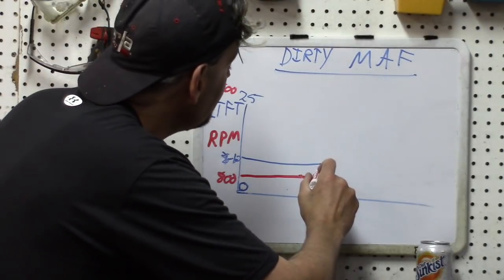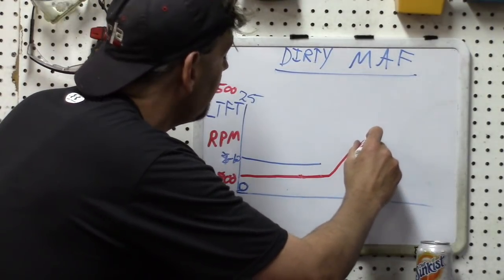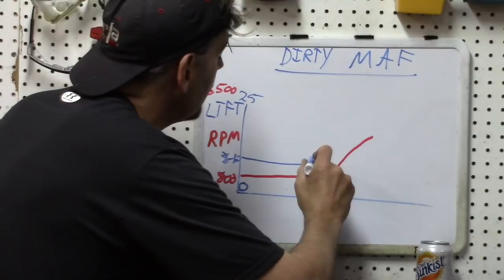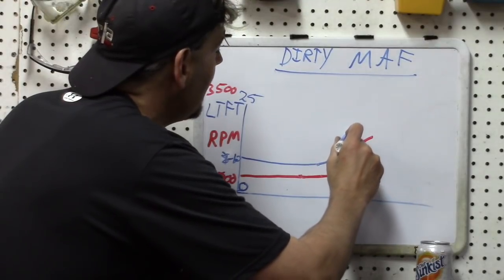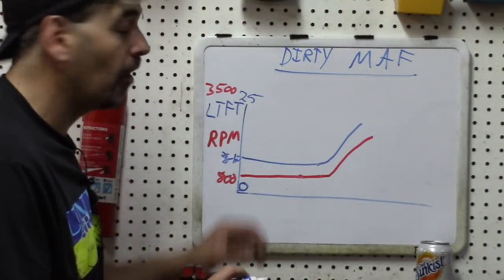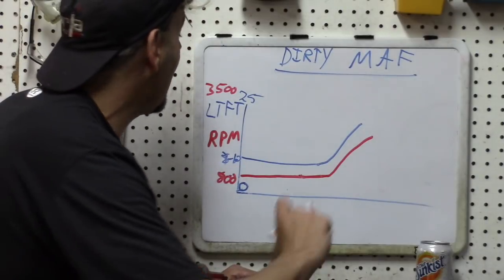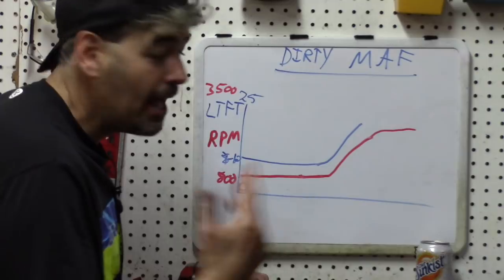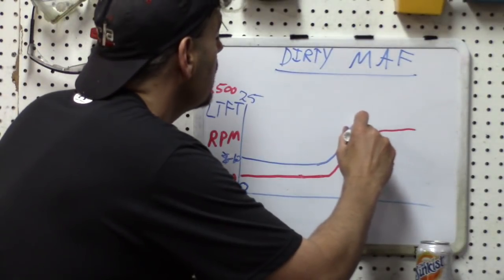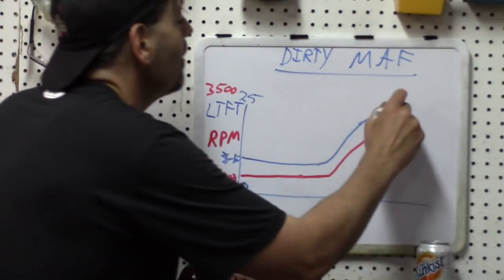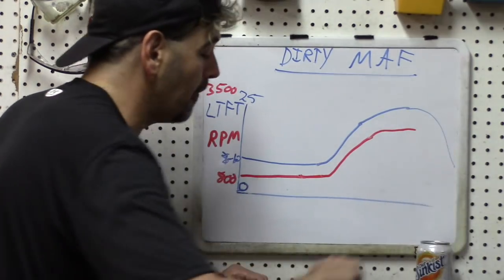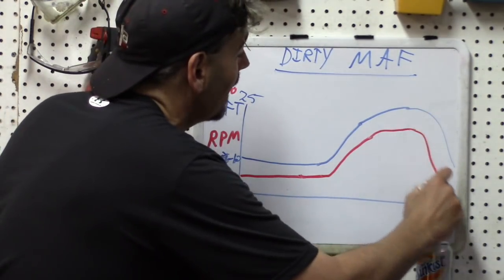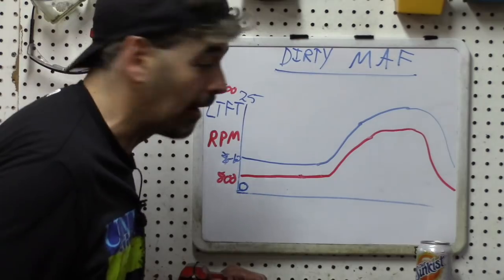But what I see is, as you increase your RPM, you are going to get an increase almost proportionately with the fuel trim, and at approximately 2,500 to 3,000 RPM, if the MAF sensor is dirty enough, you will simply max out that fuel trim. And of course, both of them will come back down again as you let off the pedal.